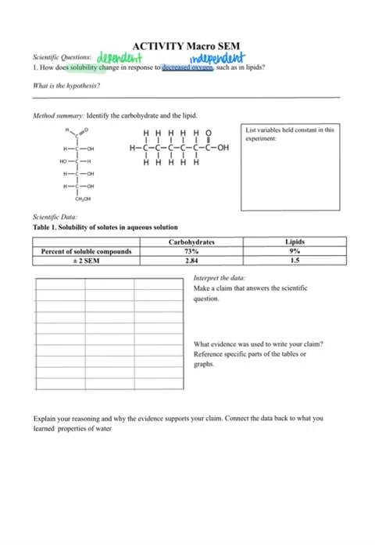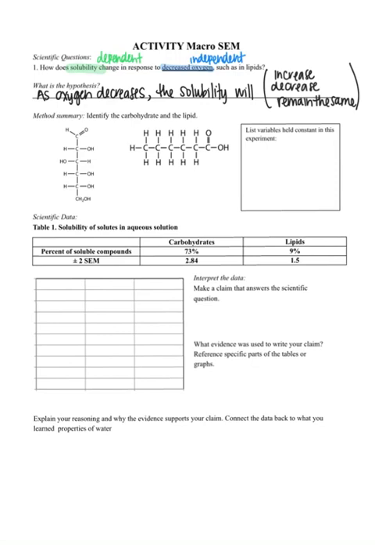So your hypothesis could be one of several things. You're going to hypothesize as oxygen decreases, the solubility is going to, you could say increase, you could say decrease, or you could say stay the same. Whatever you predict is fine, as long as you're able to recognize that the solubility is what's changing in response to that decreased oxygen.